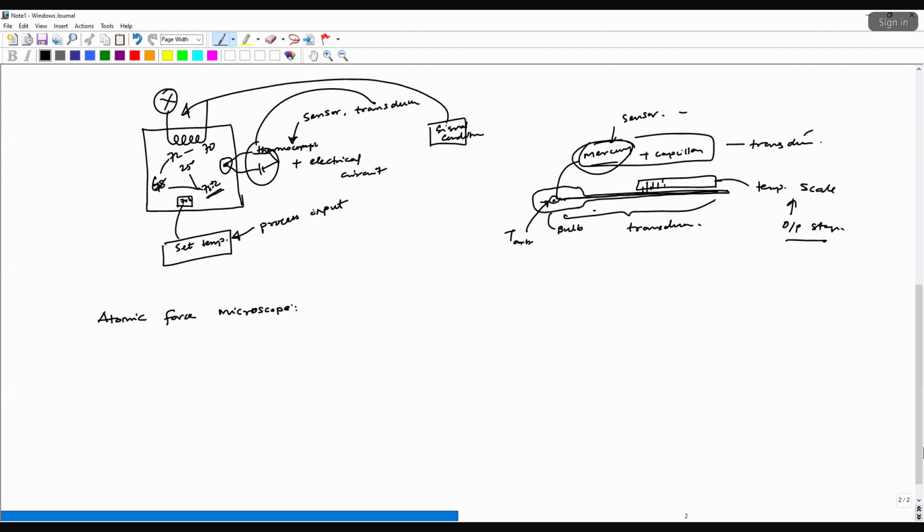So one of the applications of atomic force microscope, or AFM, is to measure the surface topology. Let's say you have a surface, this is the substrate, and on top you have a surface which is highly irregular. So one of the applications of AFM is to measure the surface topology, how the surface looks, right?